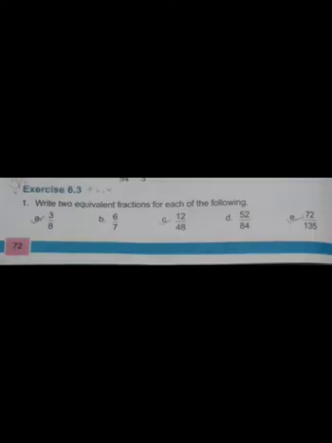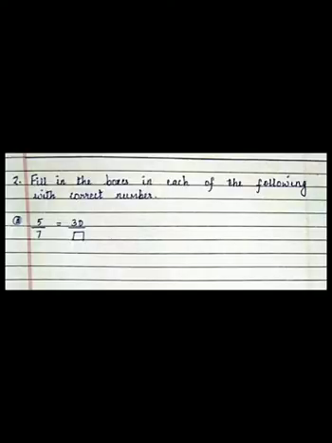Your assignment for question number 1 will be A, C, E. Question number 2. Fill in the boxes in each of the following with correct number. Question number A, 5 by 7 is equal to 30 by dash. Here we're going to make the equivalent fraction. So we have given fraction 5 by 7 and on the right hand side we have 30.